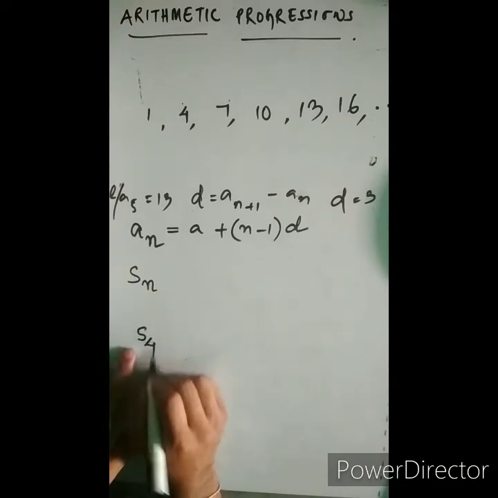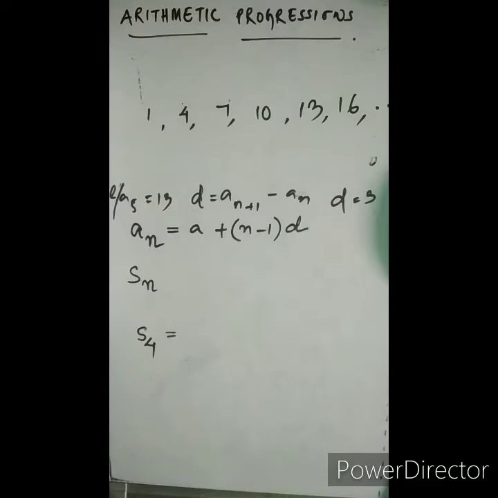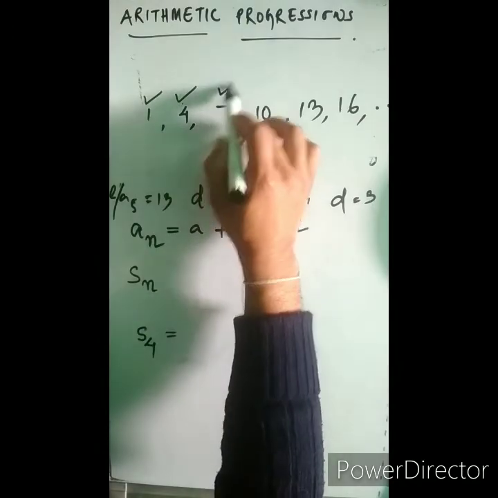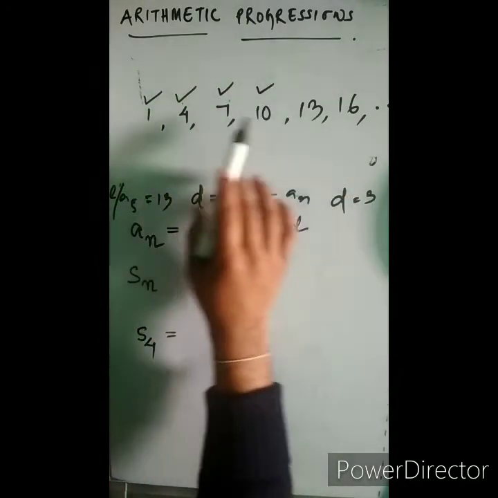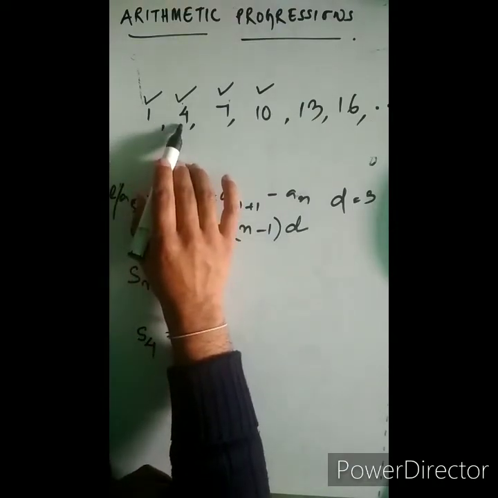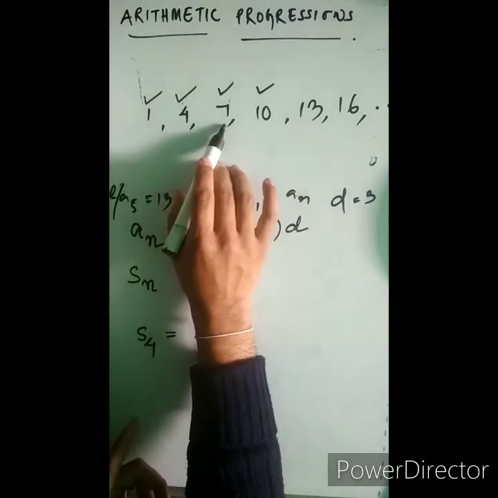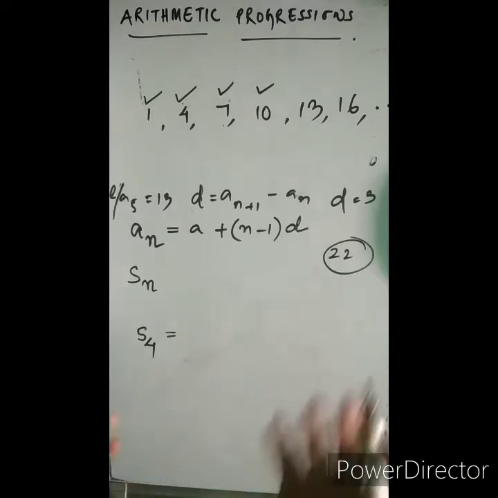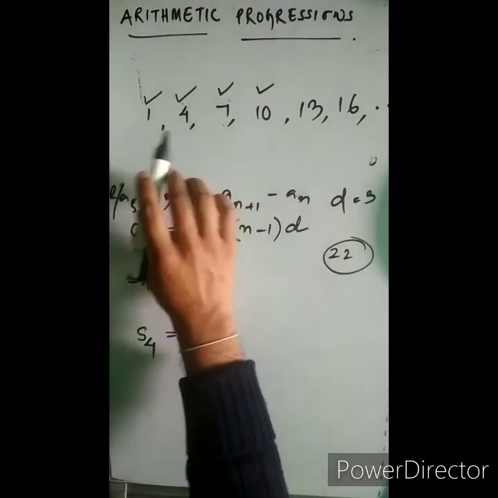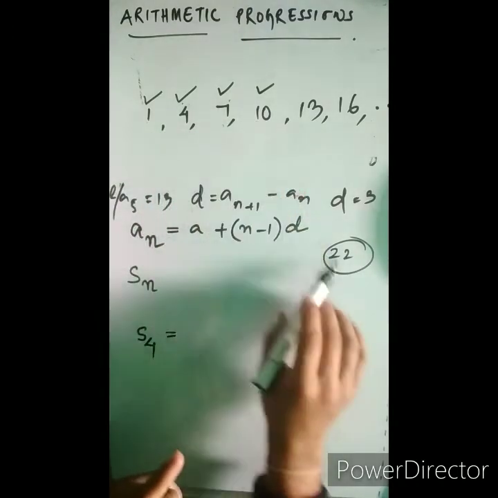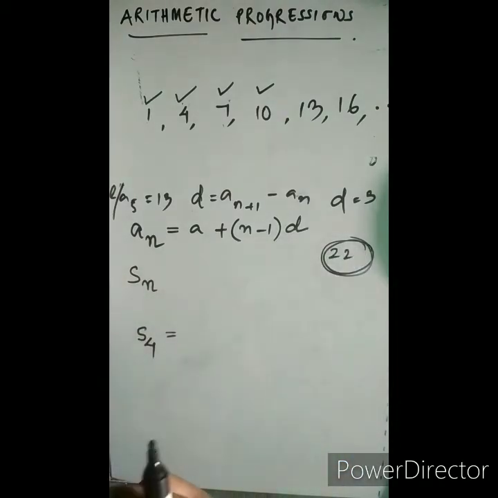If I say here S4, that means sum of the first 4 terms. So what are the first 4 terms here? This, and this. That means from 1 to this 10. So when we add 1 plus 4, 5, plus 7, 12, 12 plus 10, 22. We get 22. But now we are going to use a particular formula and find it, instead of adding one by one.